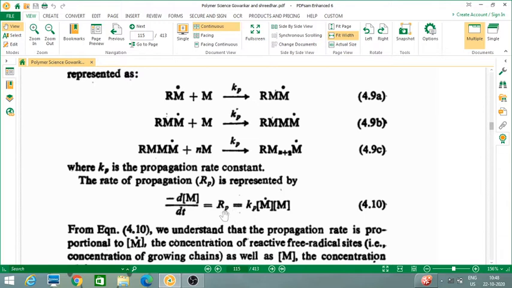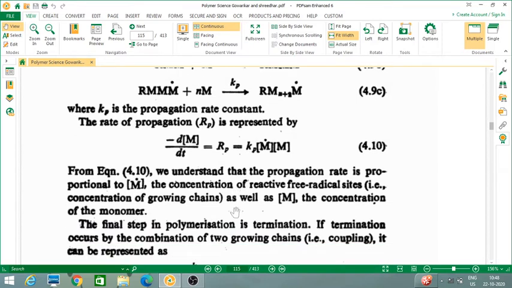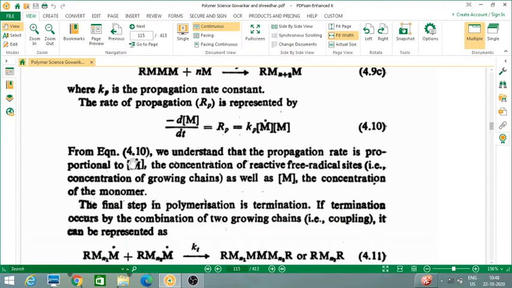So now this rate of propagation is equal to the propagation rate constant times M star times M, and M is being consumed, therefore minus d/dt of M. From equation 4.10 we understand that the propagation rate is proportional to M star concentration, the concentration of the reactive free radical site, that is the concentration of the growing chain, as well as M, the concentration of the monomer. So it is proportional to these two.